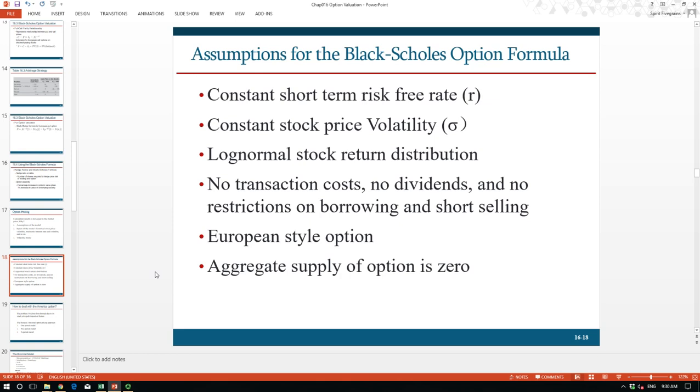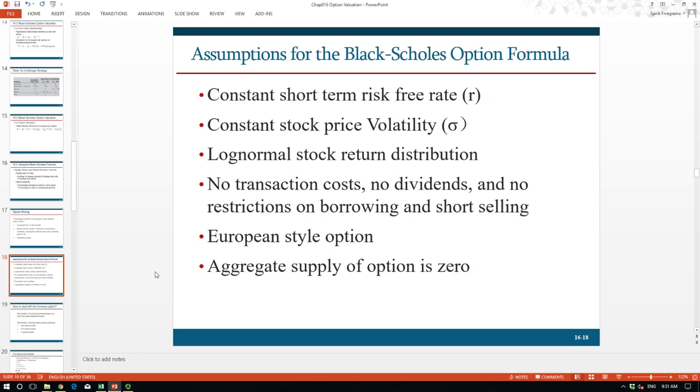But in America, we have a lot of American options which allow investors to exercise the option anytime they want, as long as it's not expired. So people actually tried to get a solution for American options based on the Black-Scholes formula approach. But no matter how hard people tried during the last 50 years also, nobody can deliver a closed form solution for American options. So the Black-Scholes formula only deals with European options, not American options.